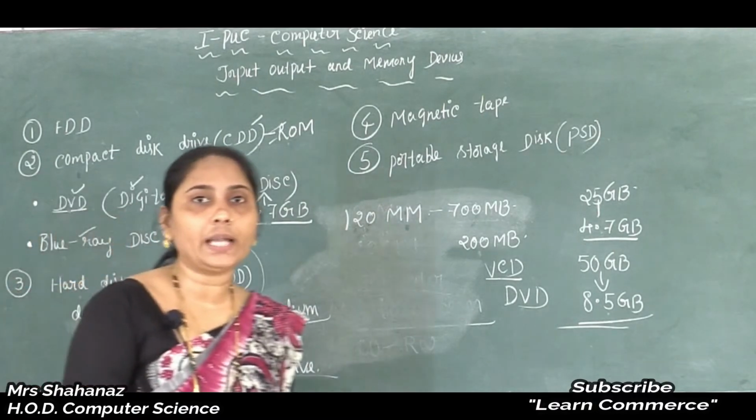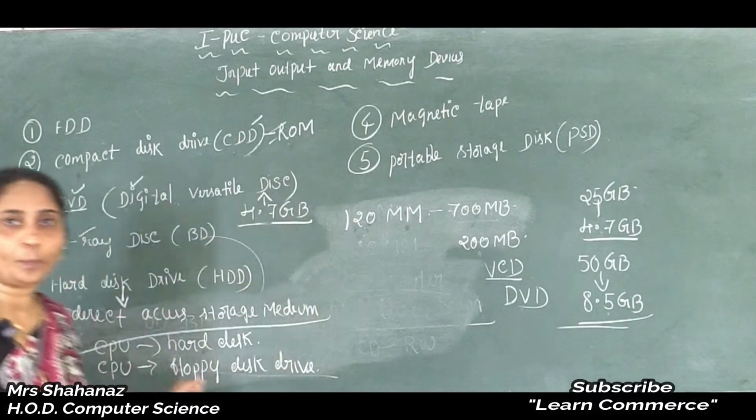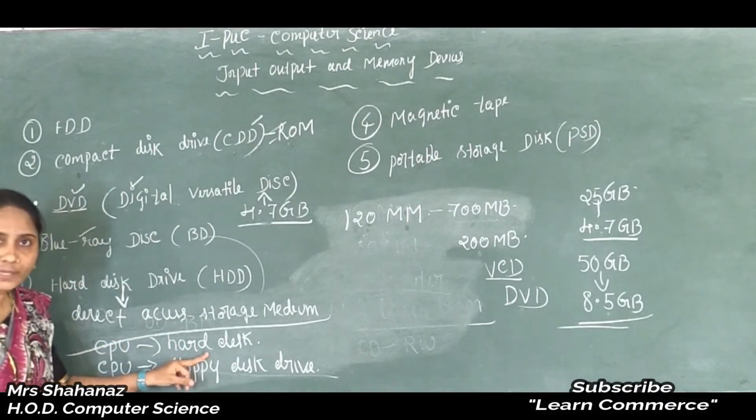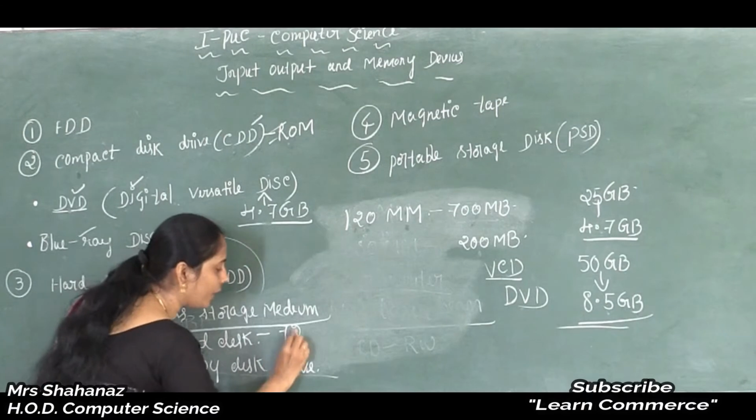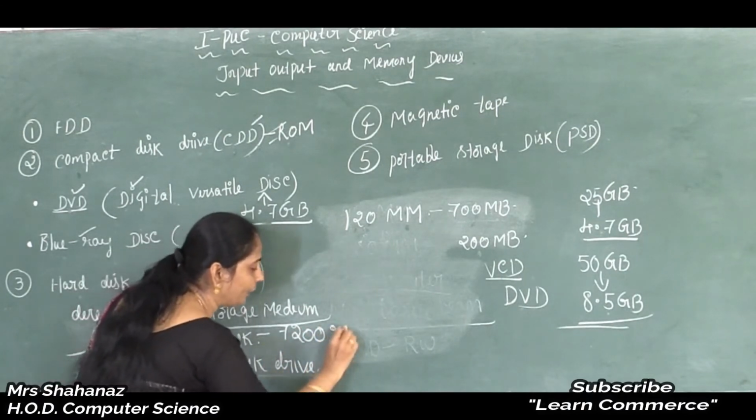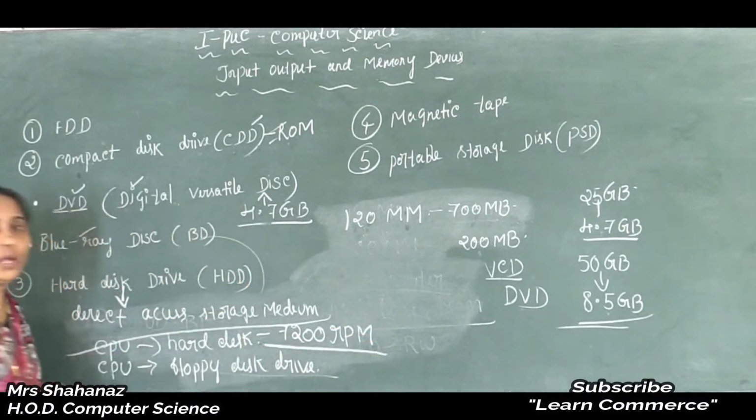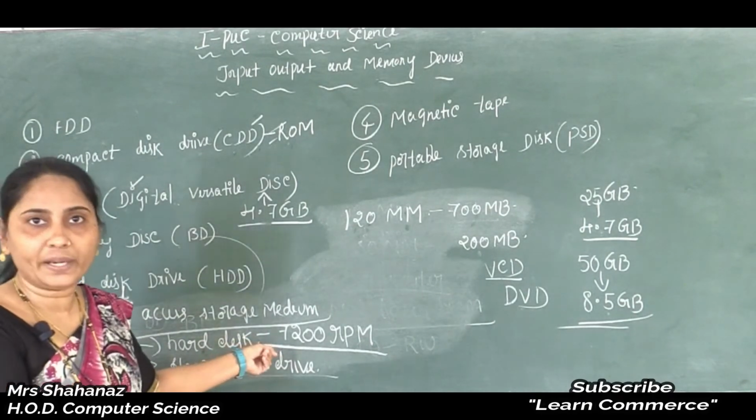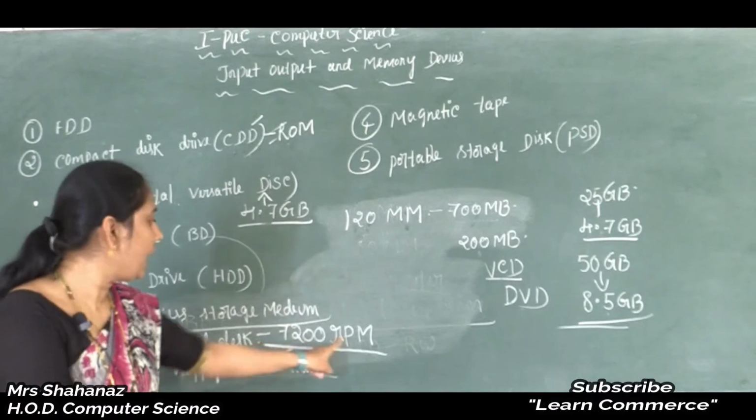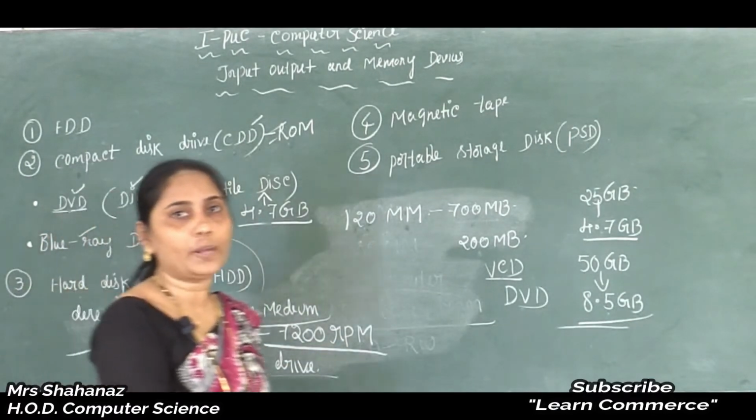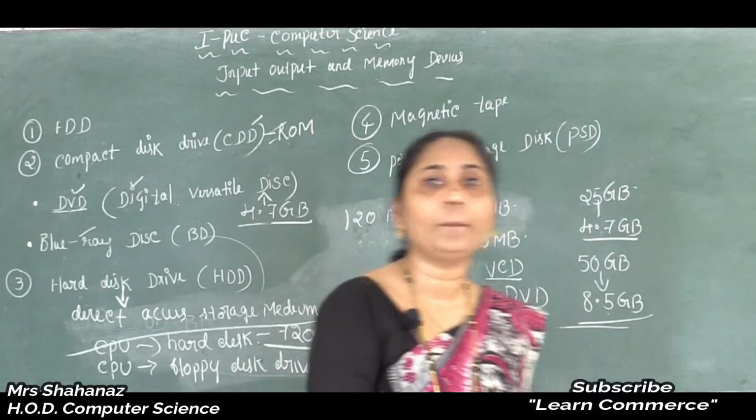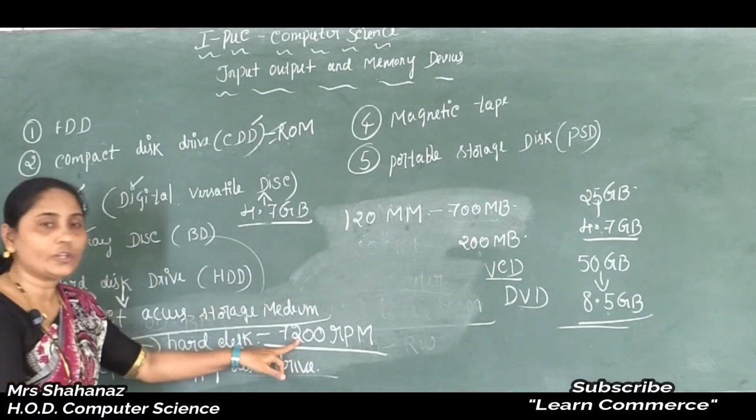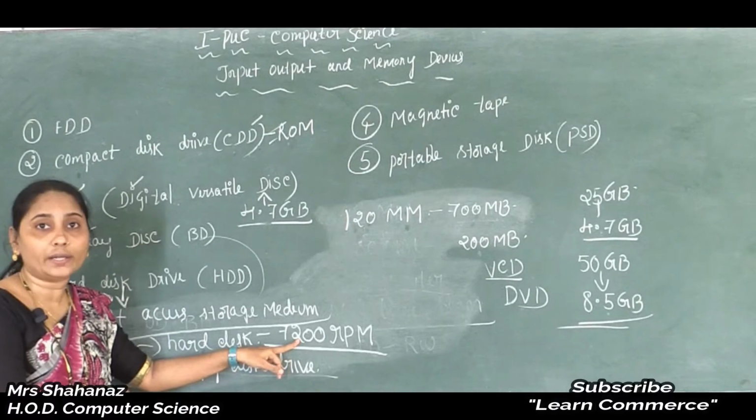So what about the data? What's the speed of the data that is going to pass between the CPU and the hard disk? So the speed is, we can say, 7200 RPM. That means it is going to rotate very speedily, and the speed is 7200 RPM. The full form of RPM is rotations per minute. In 1 minute, how many times is it going to rotate? It is going to rotate 7200 times.